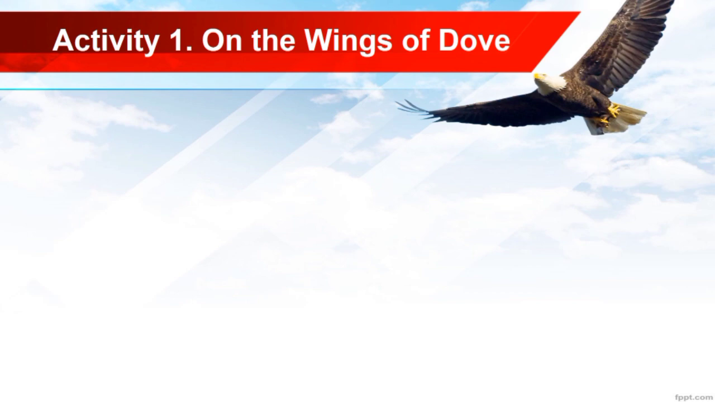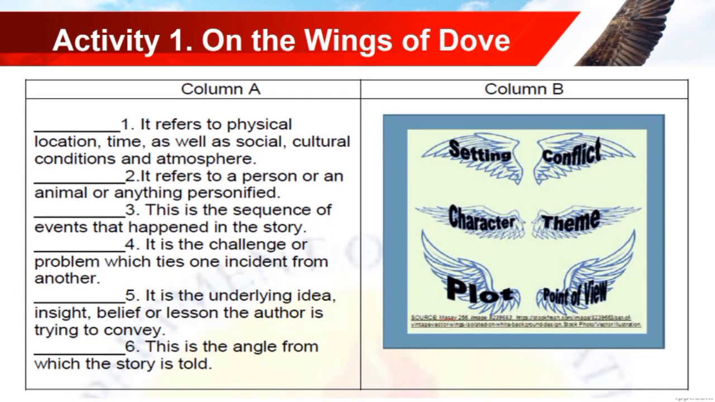Let's have Activity 1, On the Wings of Dove. This activity will give you a preview on what to learn in this module. The terms cited are very useful for you to answer the succeeding activities. Read the following definitions in column A and guess the word it describes by choosing from the wing of dove in column B. Now, write your answer on your answer sheets.